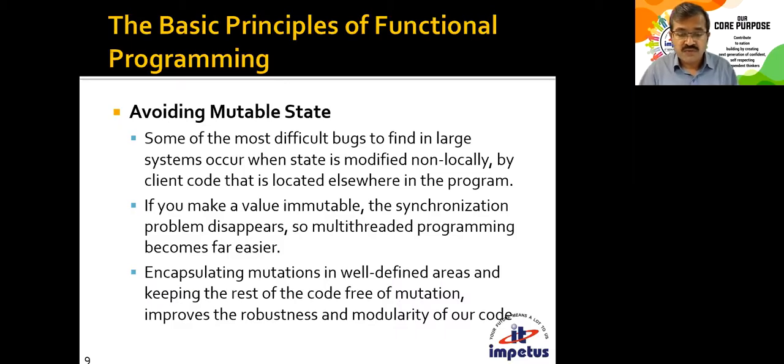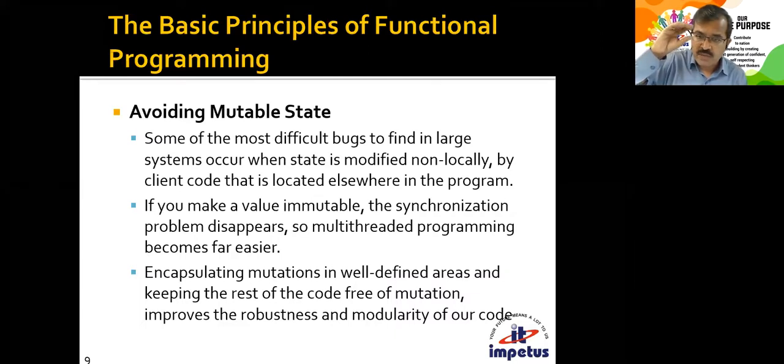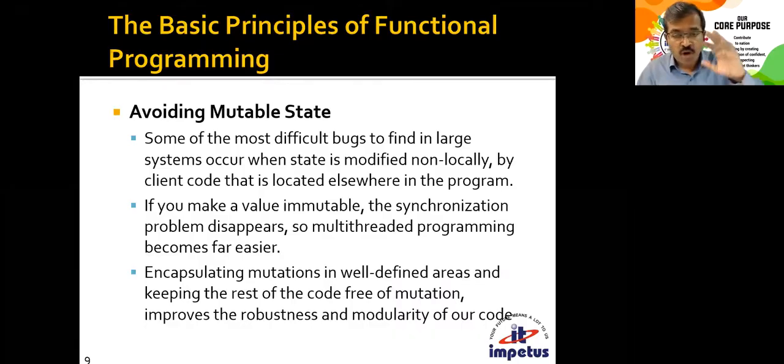Encapsulating mutation in well-defined areas and keeping the rest of the code free of mutation improves the robustness and modularity of the code. So we will identify a few functions in a program where it will be clearly demarcated: these are the only places where changes happen to the data. In all the rest of my program, we make a promise that nobody changes the value of the data. So that's the kind of differentiation we'll have.